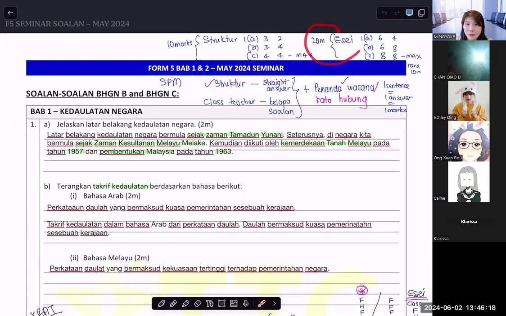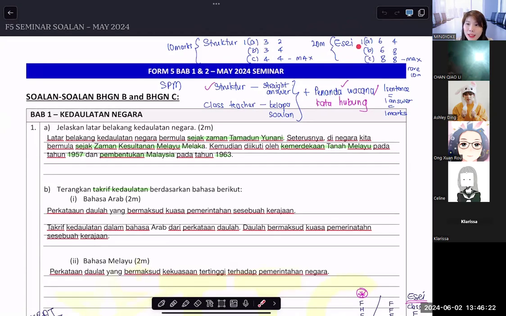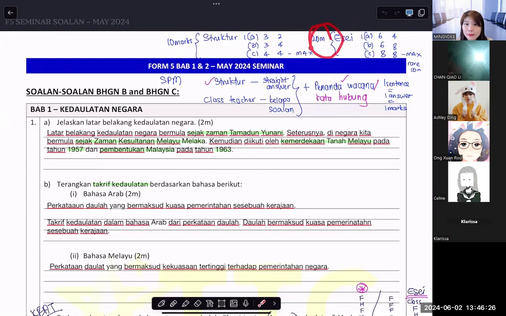Because the rest will be essay. Okay? Essay, they divided into 1A, B, C, totaling 20 marks. Essay is 20 marks. And, of course, you must understand that either they put 6 marks, 6 marks, 8 marks, total 20 marks, or 4 marks, 8 marks, 8 marks, total 20 marks. Eventually, maximum one of the question is only 8 marks.